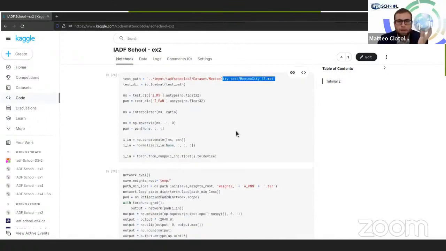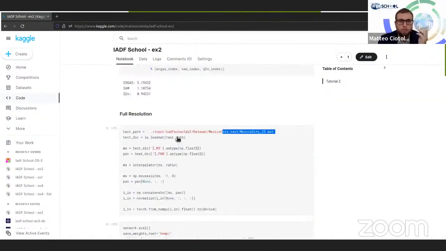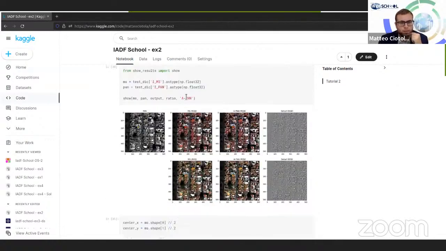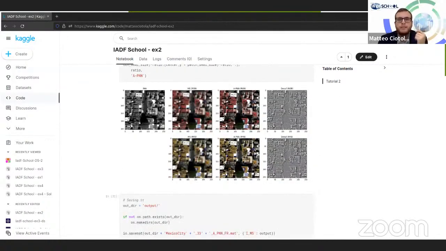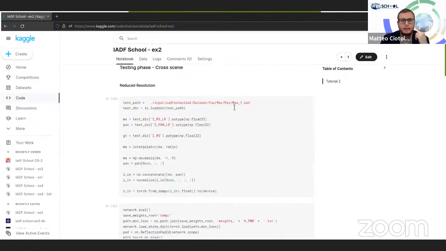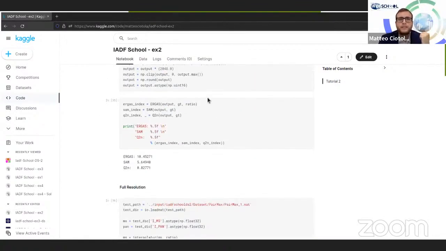We can see that the behavior of our network is really good. The metrics are good. ERGAS and SAM have a really low value, while Q2N is pretty high. While visually inspecting the results at full resolution, we can see that the method works fine. But moving on to another patch of another site that we have never seen before, everything changes. In particular, it is possible to evidence a lack of generalization capability by our solution.